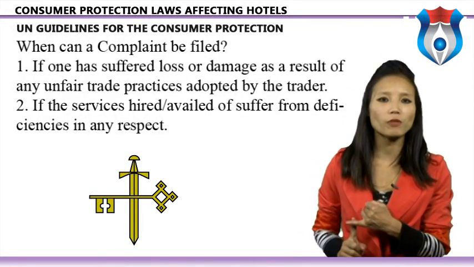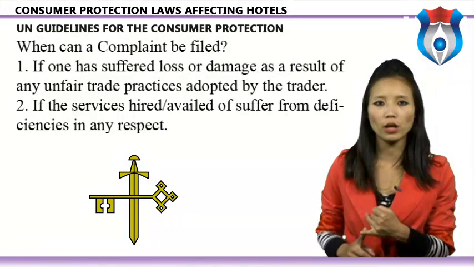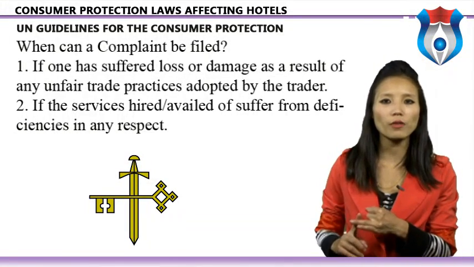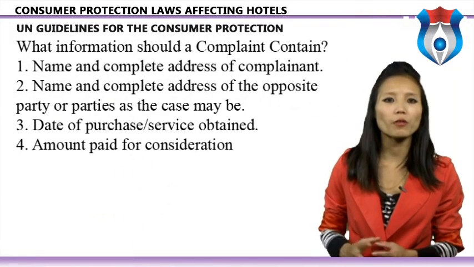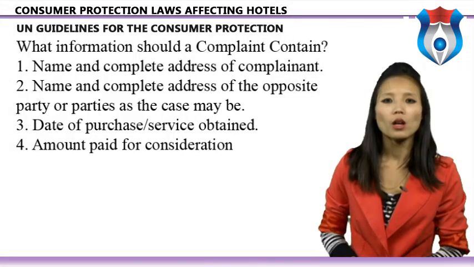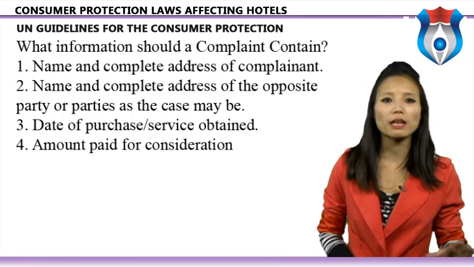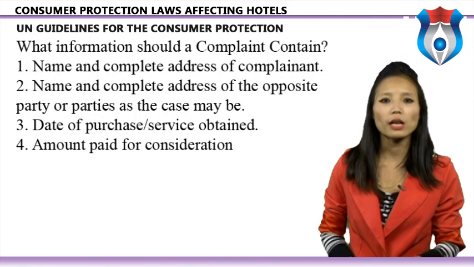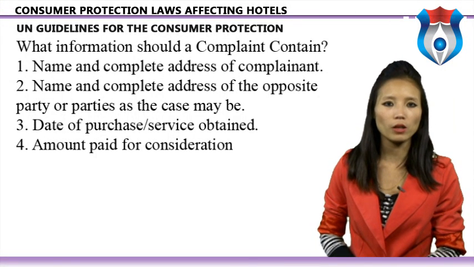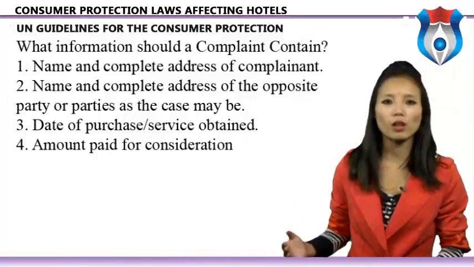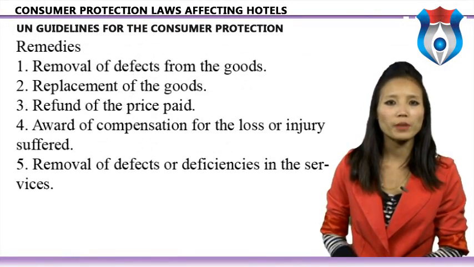If one has suffered loss or damage as a result of any unfair trade practices adopted by the trader, or if the services hired or availed of suffer from deficiencies in any respect. What information should a complaint contain? Complaint should contain the following information: name and complete address of complainant, name and complete address of the opposite party or parties as the case may be, date of purchase or service obtained, amount paid for consideration, remedies.